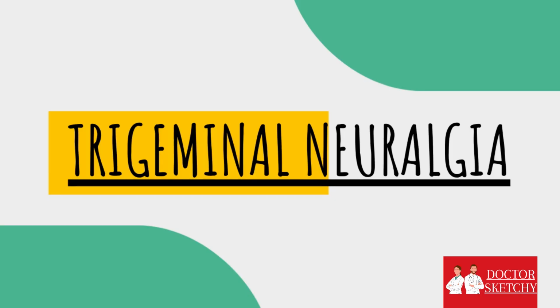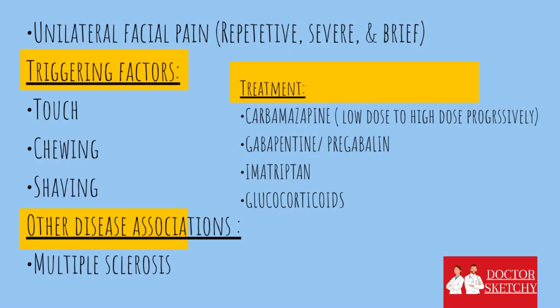In this scenario, they will mention a repetitive pain on the unilateral side of the face, including the cheek and the lips. It usually occurs for a brief period, but it is quite severe. It can occur 100 times a day. And the triggering factors which cause it are touch, shaving, and chewing.